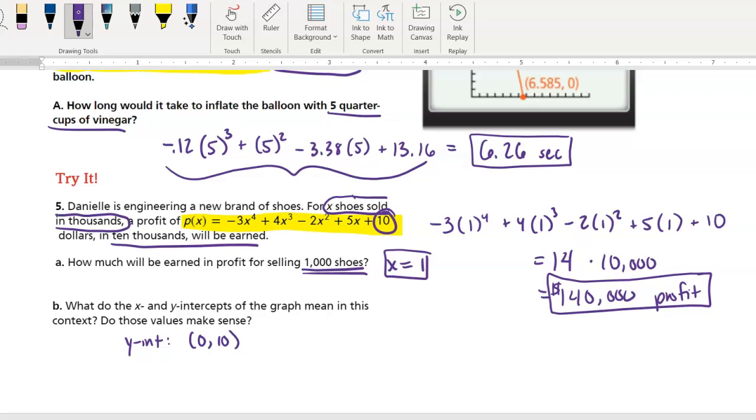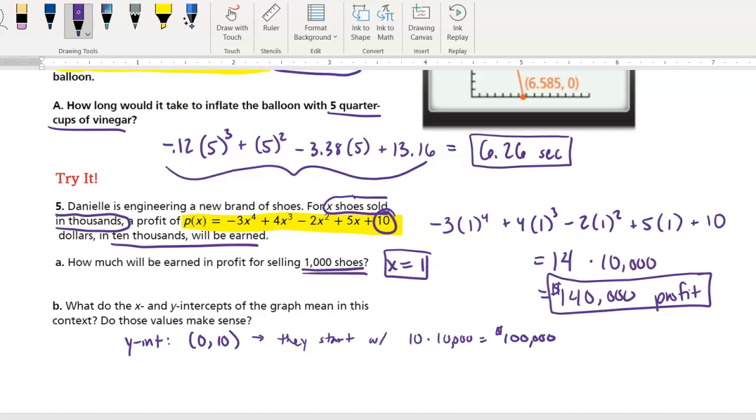And to interpret that, what does that really represent? That means that they would start with, so remember, the y value represents the profit, and the profit is in $10,000s. So 10 represents 10 times 10,000, which would be $100,000. So what that means is that there's $100,000.